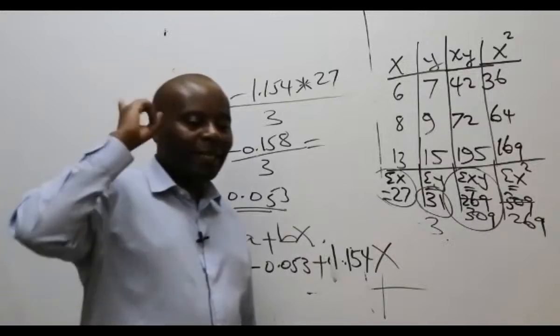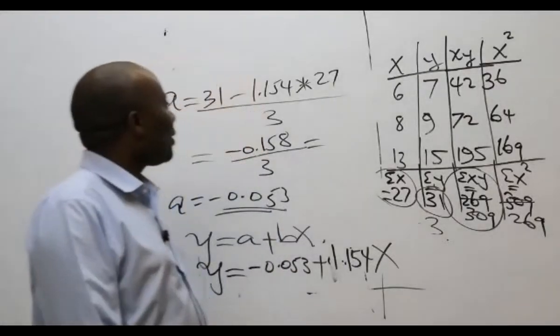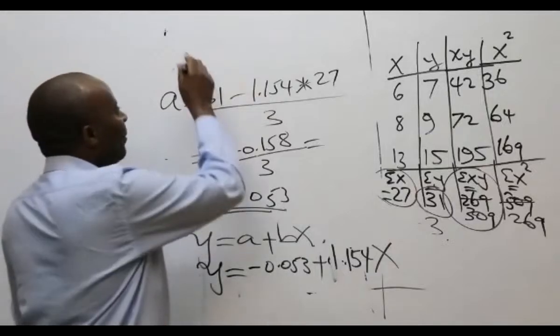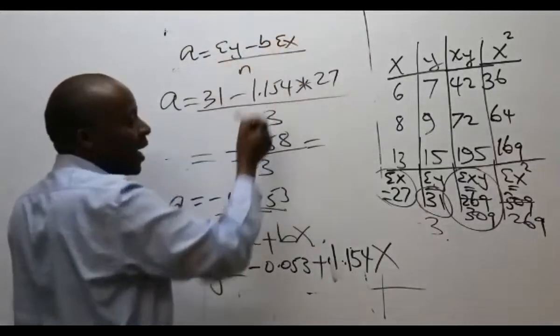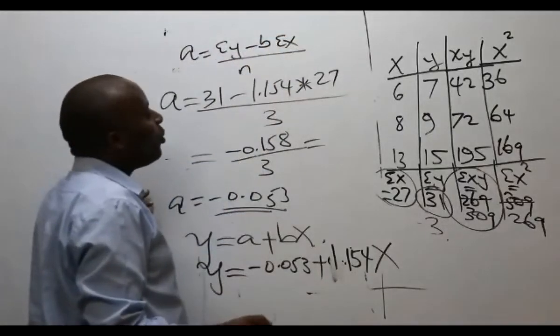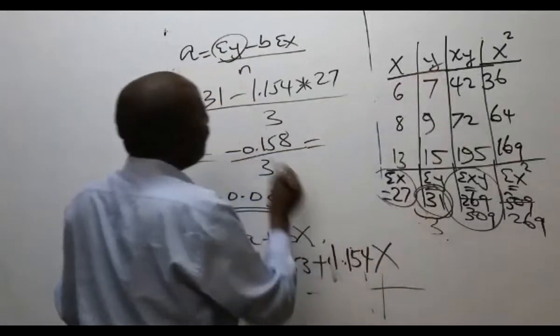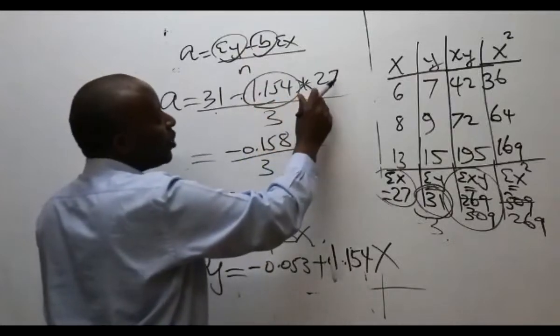Fatma is honest. Fatma says she's getting a different value of A. Look, Fatma, look. We said A is how? It is summation of y minus b summation of x over n. If you get a different figure, I know what summation of y here is. It is 31 minus b itself, which is this one, times summations of x.